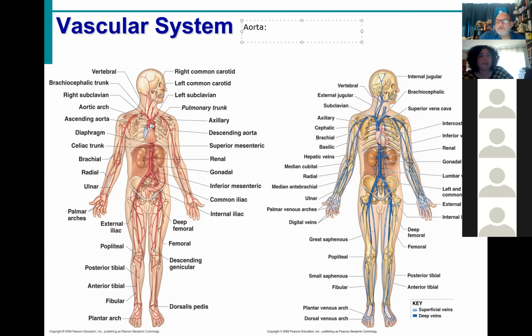Three. Close. Well, four. Let's list them and see if we can figure it out. What are they? What's the first one? Ascending aorta. And that leads into the aortic arch, which feeds into the descending aorta, although we can be more specific than descending. The thoracic aorta, which then feeds into the abdominal aorta.